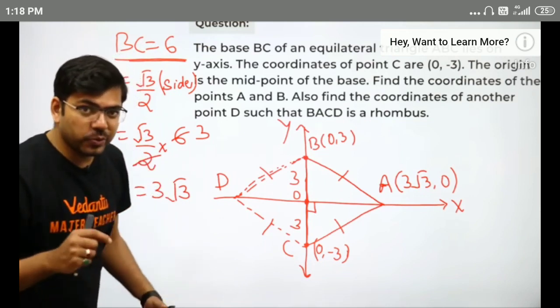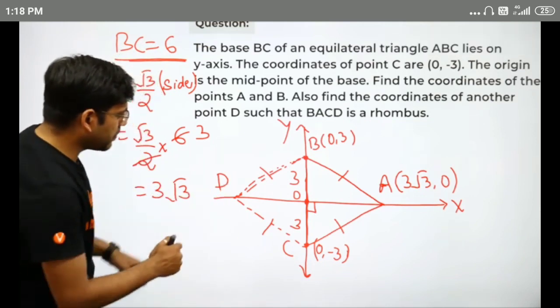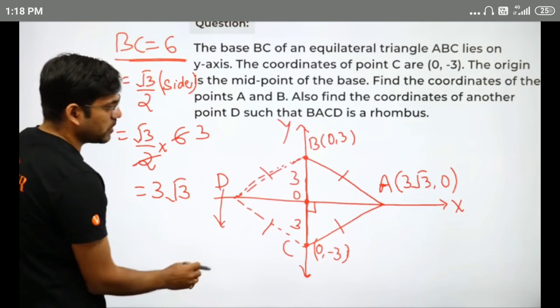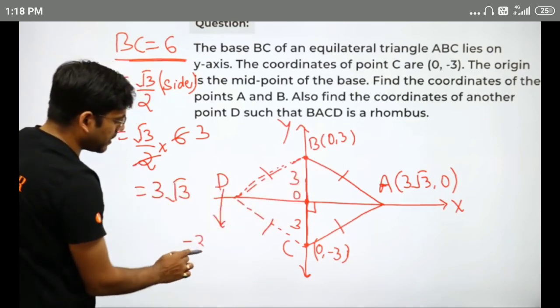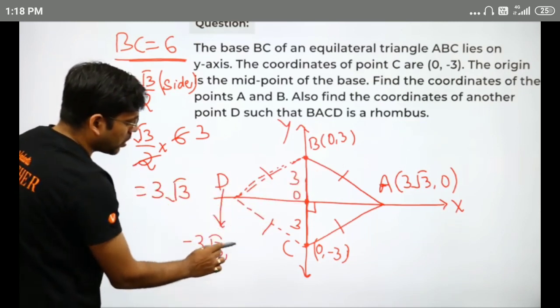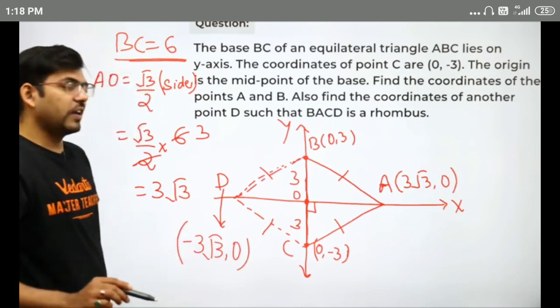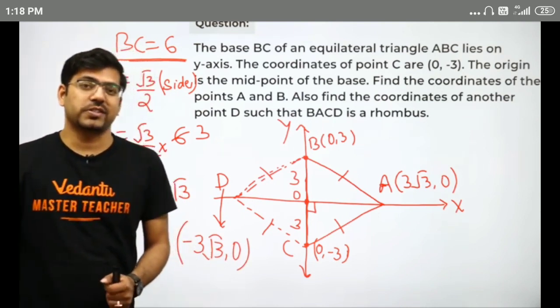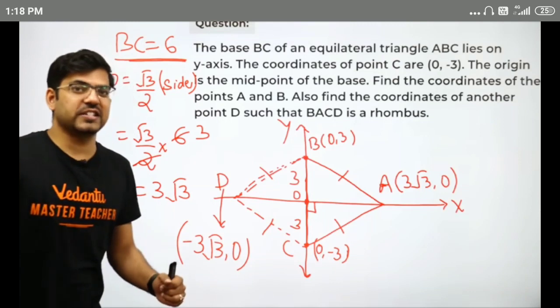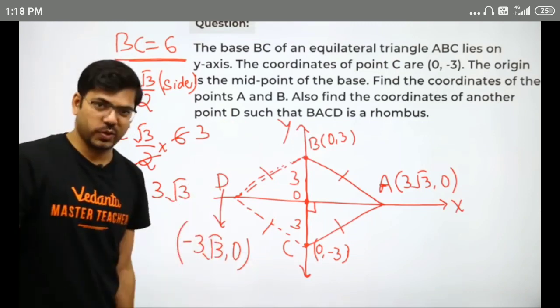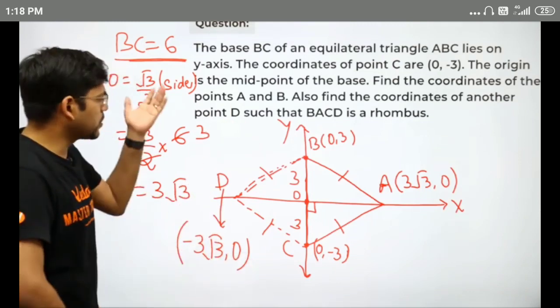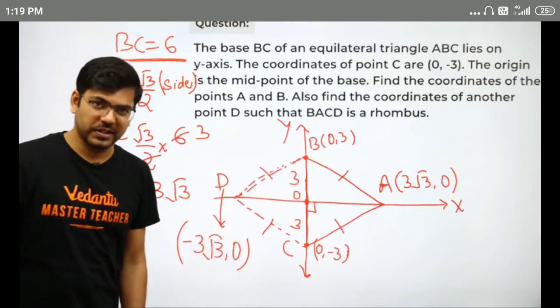And since this is also an equilateral triangle, you would be able to get the coordinates of D also. That is 3√3, so this will be (-3√3, 0). Now I guess you would have understood this. This is the easiest method possible for solving this question. You have been able to solve it in some 3 to 4 lines, not more than that.